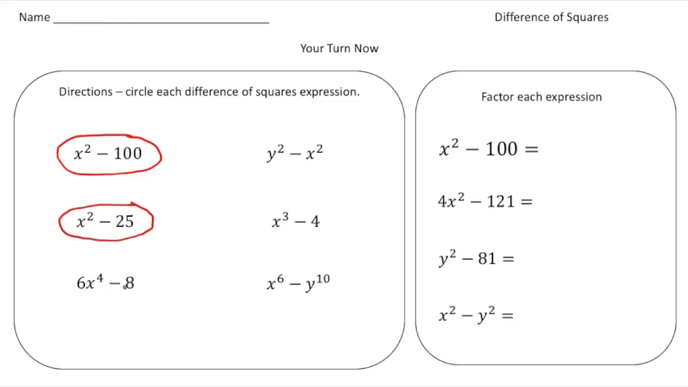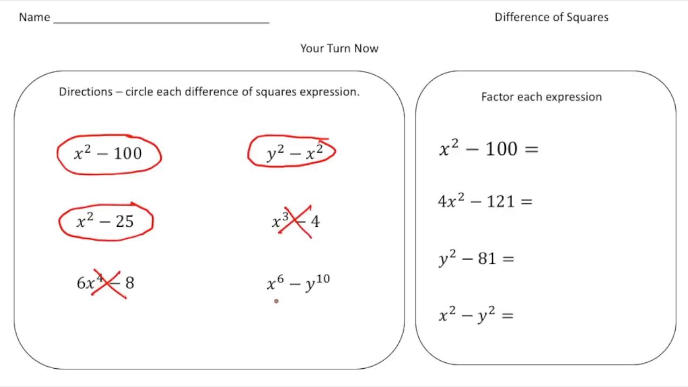Now this one here, the number 8 is not a square number, right? So this is not a difference of squares. y squared minus x squared. Well, y times y gives us y squared. x times x gives us x squared. This is absolutely another difference of squares. x cubed minus 4. Well, the 4 is, but the x cubed is not. So this is not a difference of squares.